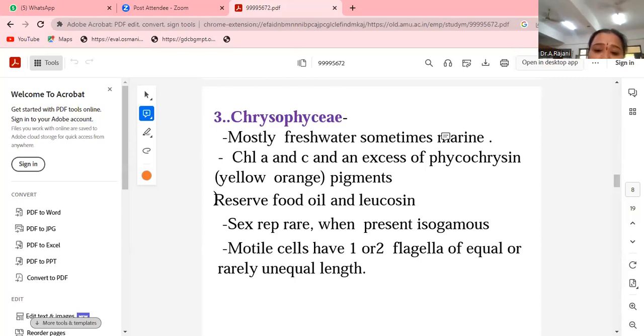In this class, the phycochrysins are the dominant pigment, the highest pigment there. Thus the Chrysophyceae class color is yellow-orange. Why? Phycochrysins are more present. That's why this is a yellow-orange pigment. The reserve food materials are oils and leucosin. Sex organs are very rare, present as isogamous. Flagella are one or two, equal type, very rarely unequal in length. This is the third class.